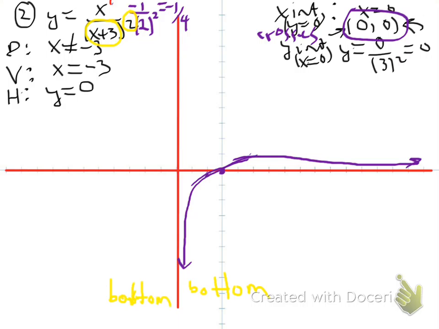And I don't have any more x-intercepts, so it's not going to cross anything. It's just going to come like this. And there I've graphed this thing. It can't cross because there's no other x-intercepts. There we go. There's number 2.